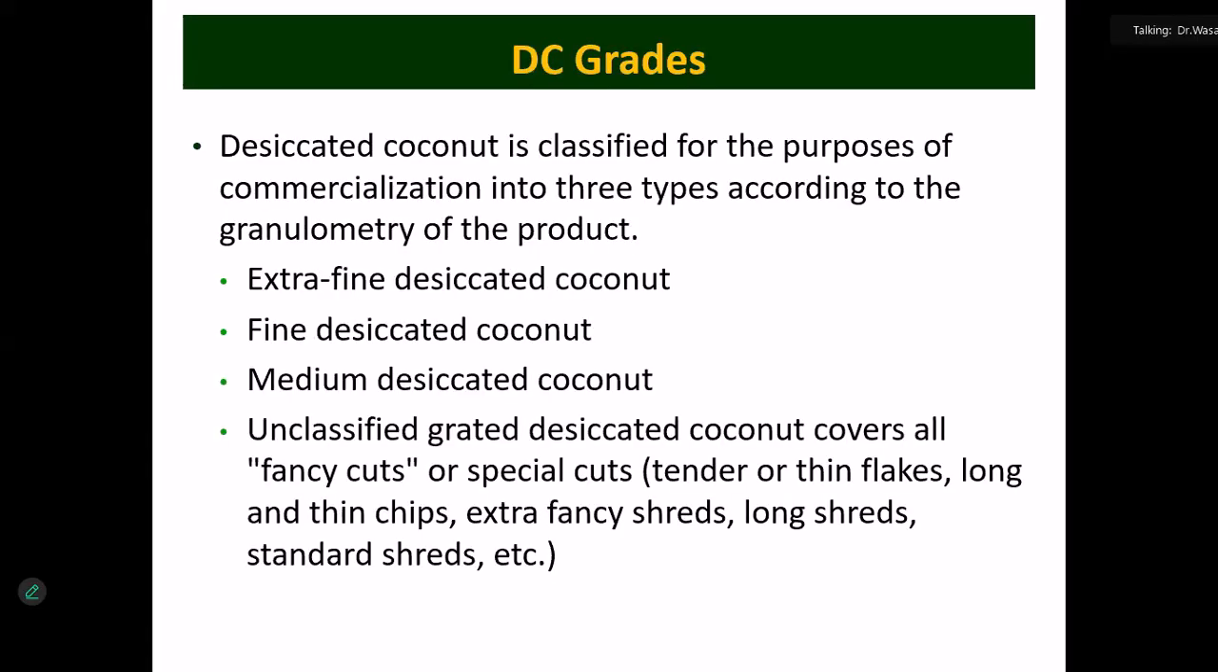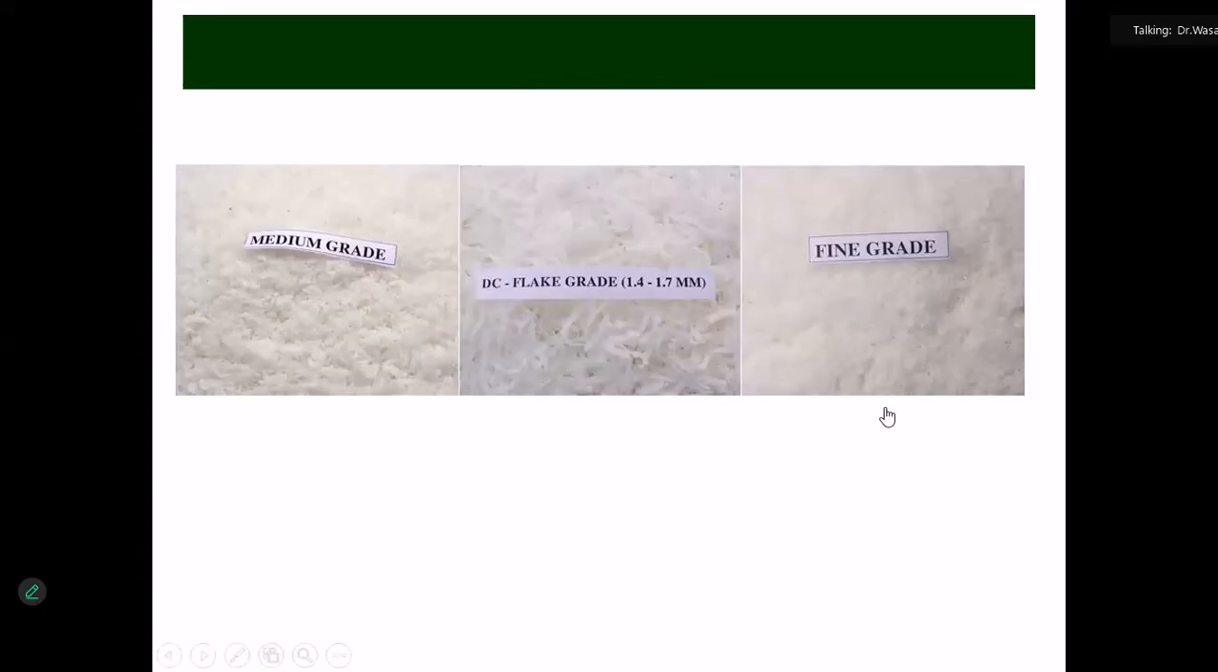Then DC grades in Sri Lanka. Normally there are 3 main grades: extra fine, fine, and medium. In the exam I have asked what the main 3 grades of DC are. Extra fine means very small, then fine, and medium. Some special cuts are called fancy cuts, like chips and so on. Now you can see what they are. This is the fine grade.